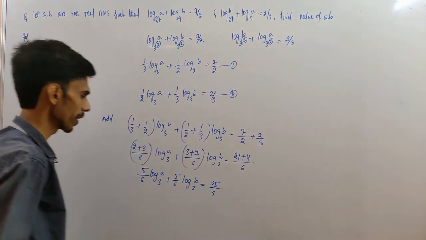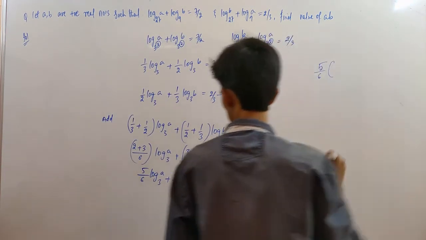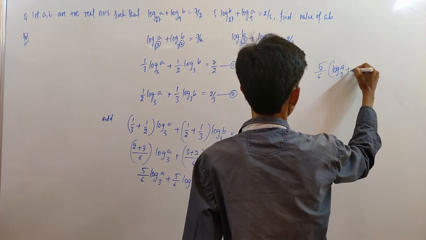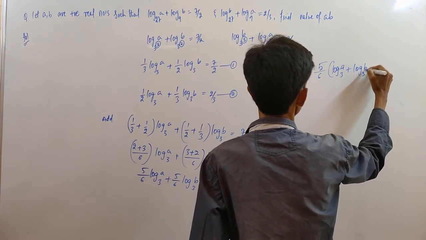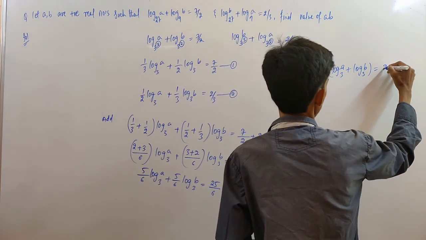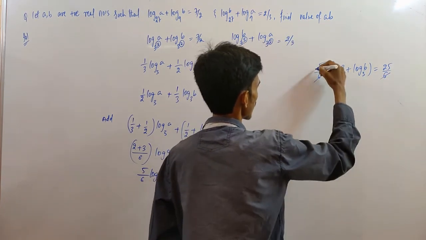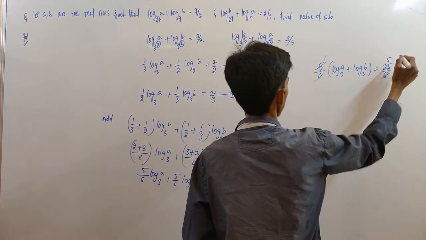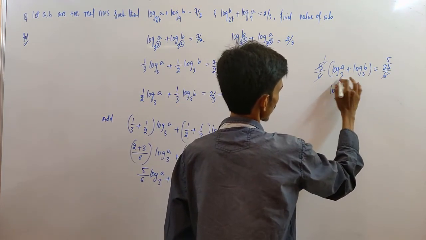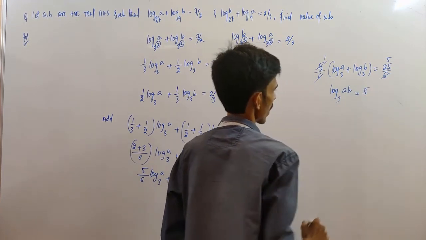Take 5 by 6 common here. We have 5 by 6 common, we have log A base 3 plus log B base 3 is equal to 25 by 6. Now this 6 will get cancelled, 5 ones, 5 fives. So log A plus log B will become the product, A into B with common base 3 is equal to 5.